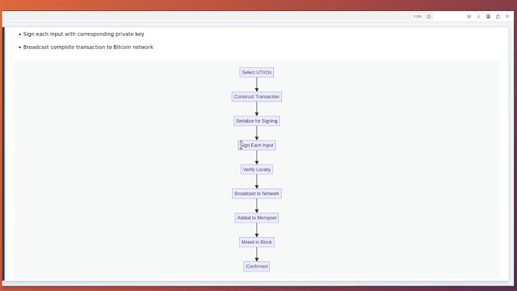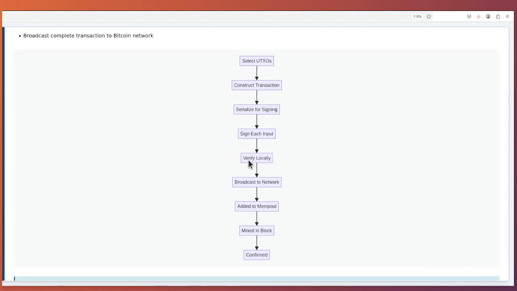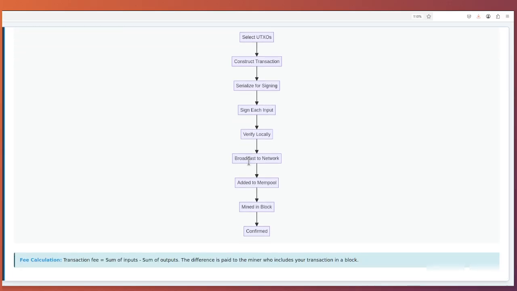The signing process uses your private key and the ECDSA algorithm to create a signature for each input. The signature is then DER encoded and the SIGHASH type byte is appended. This signature, along with your public key, forms the ScriptSig for that input. This process is repeated for each input in the transaction. Once all inputs are signed, the transaction is complete and ready to be serialized into its final byte format.